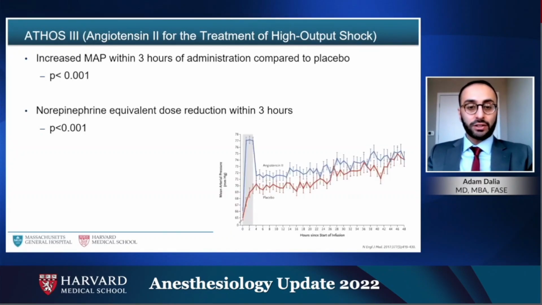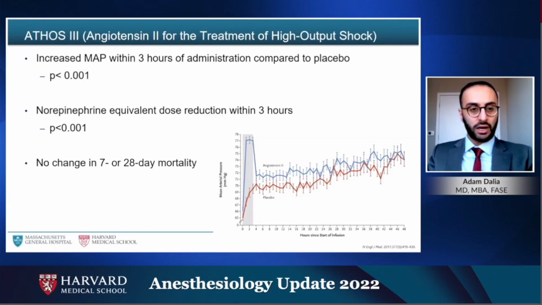And as you can see here in this graph, within that first 3 hours, you had a pretty robust reaction to the angiotensin II with the MAP increasing, but then kind of leveling off after 3 to 4 hours. So a common theme with a lot of these medications is that it will help buy you time to increase the blood pressure while you try to at least address the underlying cause or help get the patient through the first couple of hours of this vasoplegic shock. Unfortunately, even in this ATHOS-3 trial, there was no change in 7 or 28-day mortality.